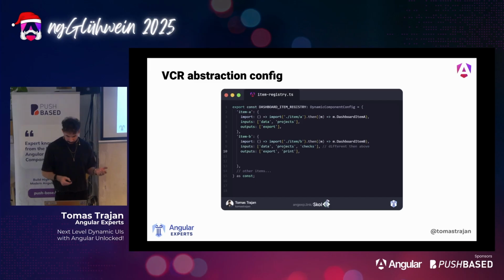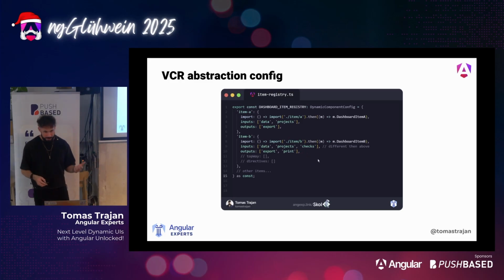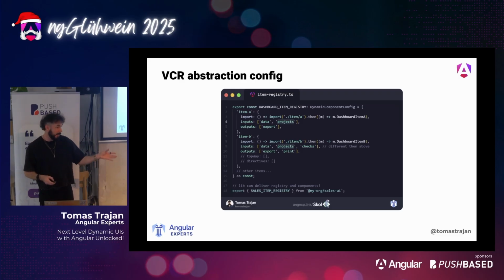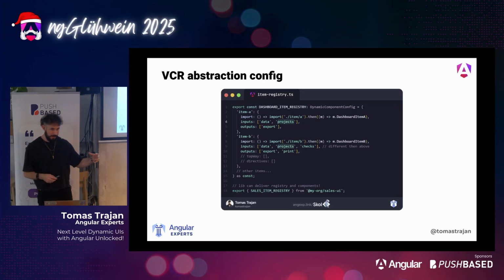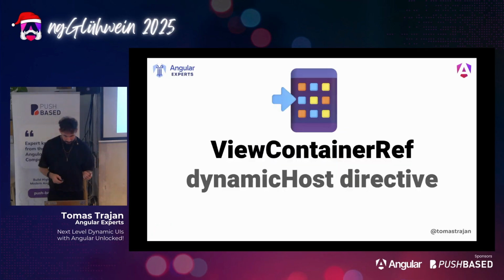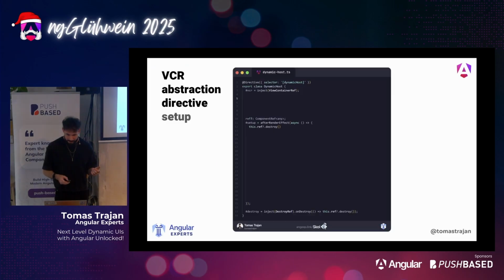So each component will be described. It expects to get these inputs and those outputs, and they don't have to be the same, right? And of course, it can also be for the two-way bindings. It can be for the directives. And of course, this could also then be extracted into a library, right? So we are slowly getting into a kind of plugin system where you have the dashboard plugin, the sales plugin, the order plugin, whatever you want, and they all can deliver those configs and the dynamic components.